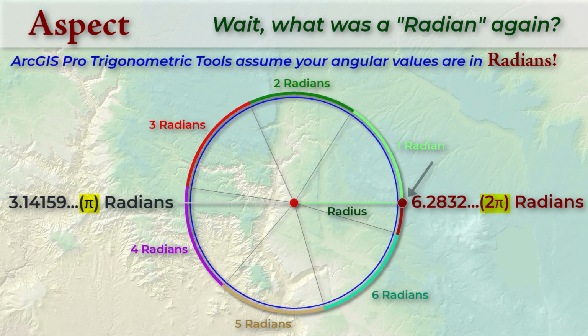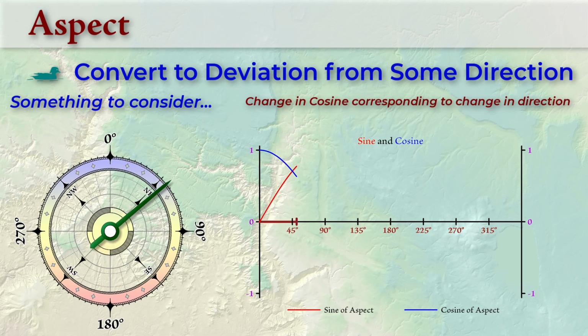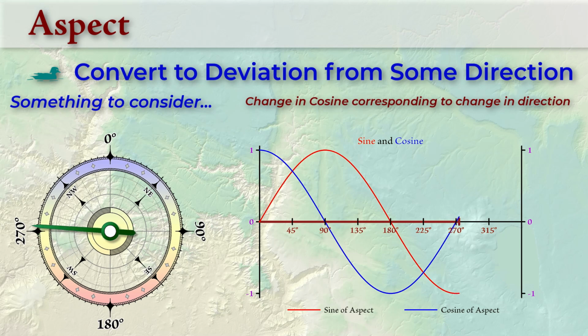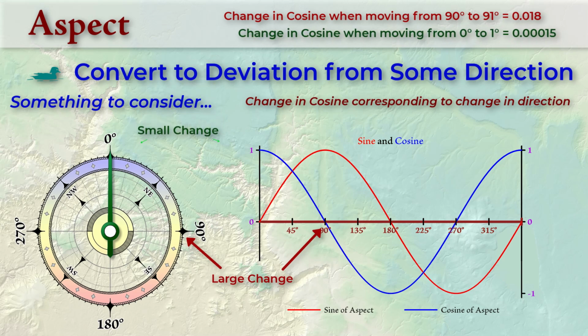All right, so now these methods are cool. They're easy to do, but one thing you might consider about this cosine transformation is that the transformed values do not have a constant rate of change as you move around the compass. The change of northness that corresponds to 1 degree of change of compass bearing is different depending on what compass bearing you start from. When you move from 90 degrees to 91 degrees, that change in cosine is actually 100 times greater than the change that you get when moving from 0 degrees to 1 degree.